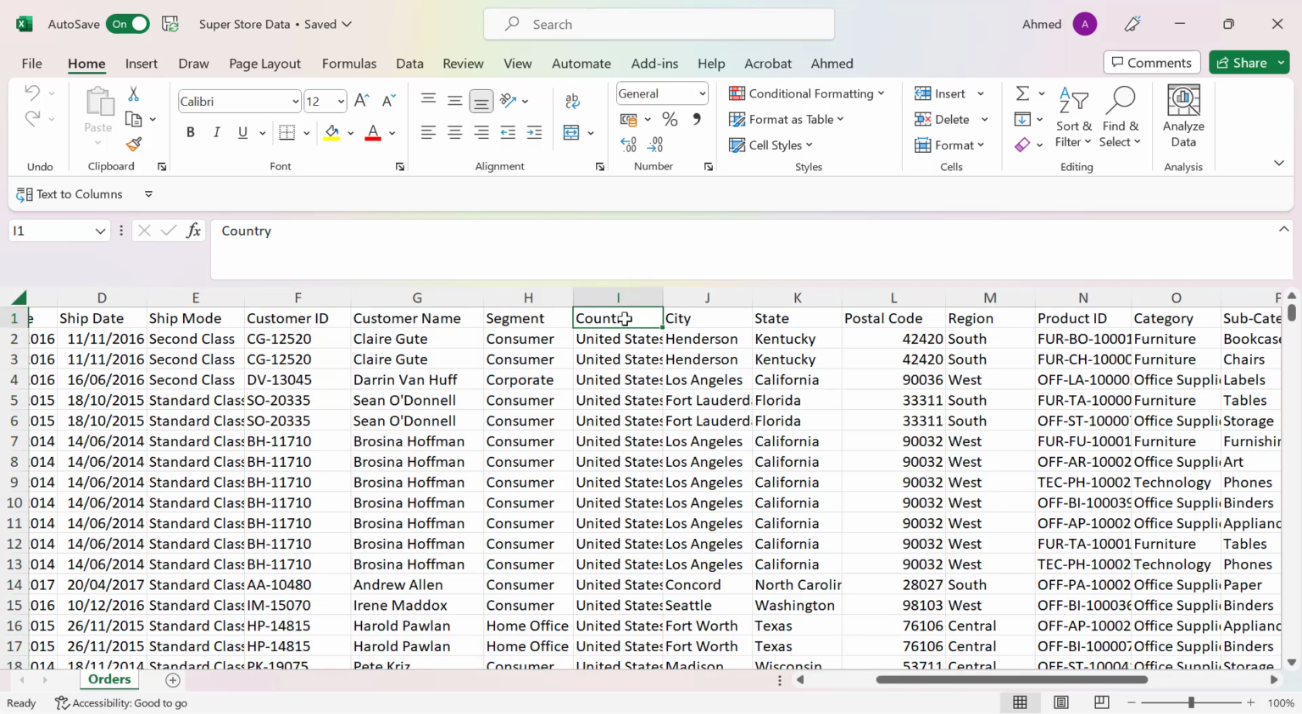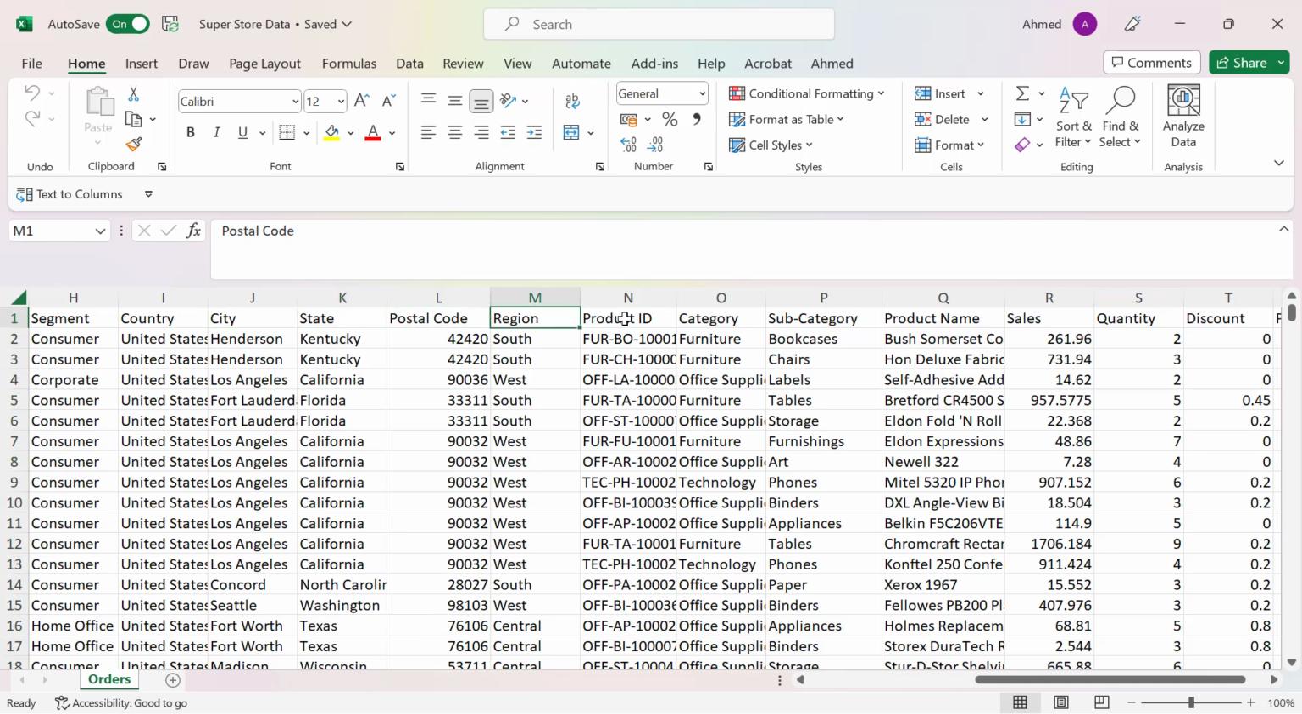Then the data has information about country, which is probably the customer's country or where the customer is shipping the products that they are buying to, the city, the state, the postal code, and the region where the product has to be shipped to. So definitely, this is about location. Then we also have information about the product itself, the identity of the product, the category the product belongs to, the subcategory the product belongs to, the name of the product.